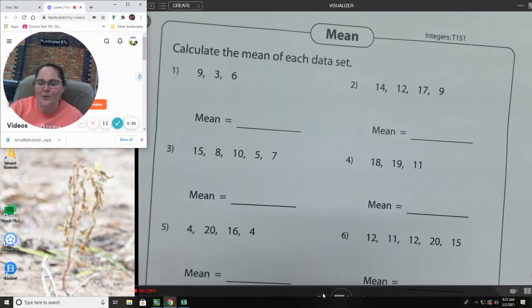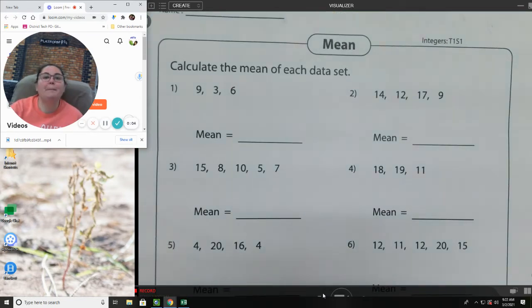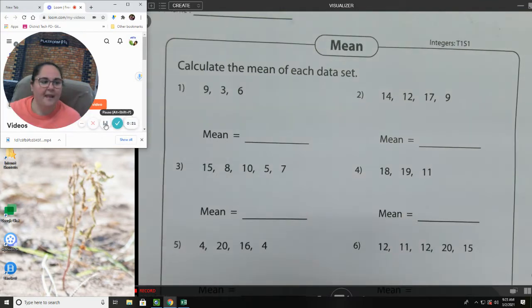Everybody. So today we're going to be working on finding the mean when we are looking at a set of numbers, a data set. So when we're looking at the mean, I want you to tell me, what am I doing? Who remembers the steps to finding the mean or the average?